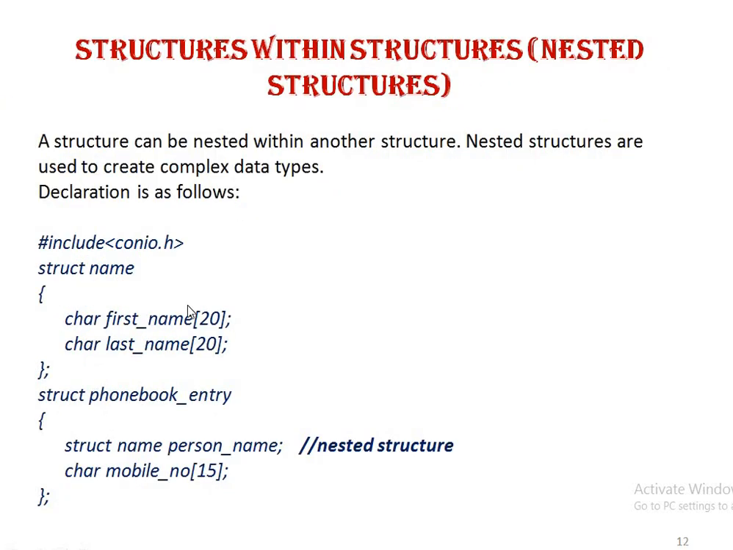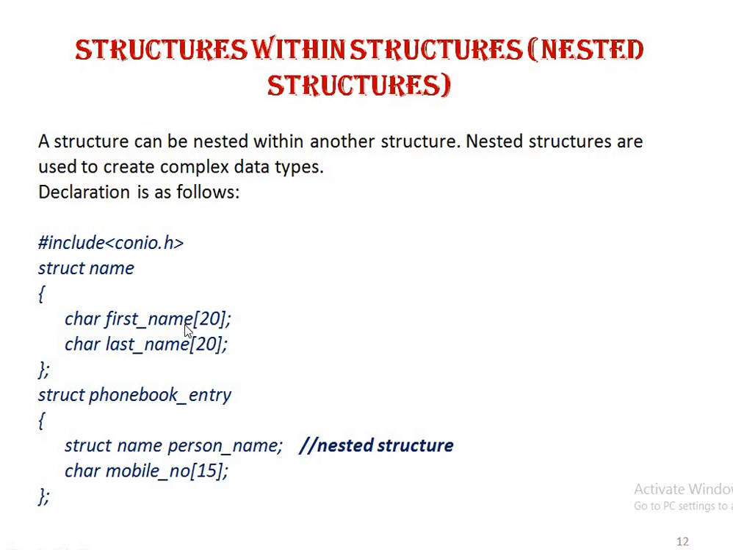Structure within structure is called nesting. So one structure has been created completely, name structure, having two member variables. Then another structure, phone book entry, has a member variable as an object of the previous structure name. So person name can be created over here because this structure has already been created earlier. Now any object of this phone book entry will have three member variables.